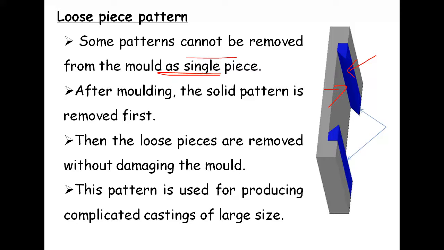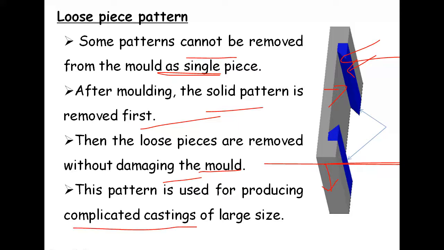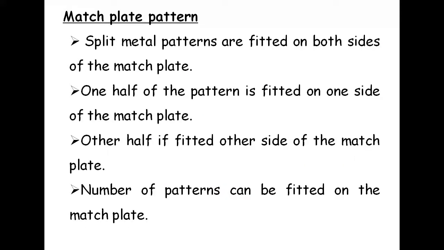Here, after molding, the solid pattern is removed first. This pattern you have to remove first. Then the loose pieces are removed without damaging the mold. Finally you remove the loose piece, so the edges of the particular mold do not collapse. This pattern is used for producing complicated castings. Mostly you prefer it for complicated castings. So it is called a loose piece pattern.